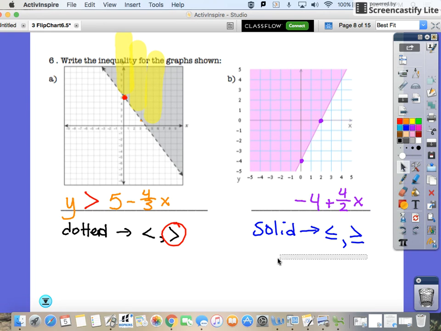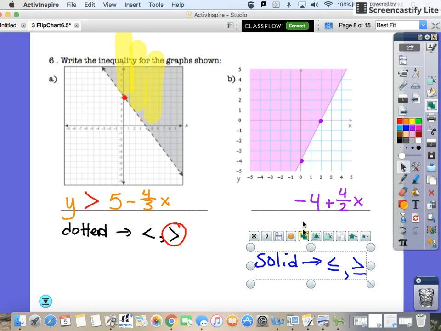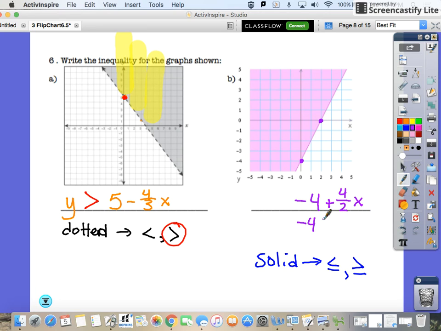But what is 4 divided by 2? That's actually 2, which means rise 2, run 1. Yep, we got a nice pretty point right there too. So our slope is 2. Now we need to compare that to y.